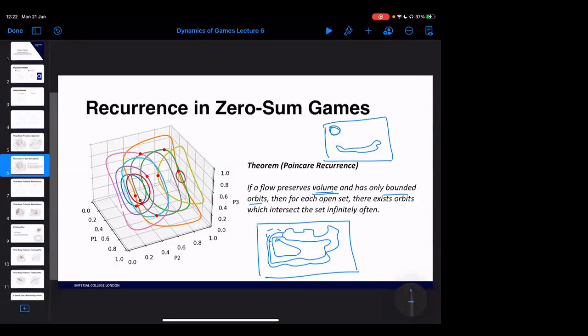So this first part of the problem is already solved. The bit about bounded orbits is a little bit more technical, but when you combine those two results together and show that they hold true for the replicator dynamics, you can say immediately that it satisfies the conditions for Poincare recurrence, right? And that tells us that in zero-sum games or in these zero-sum networks, replicator is always going to have this recurrent behavior.